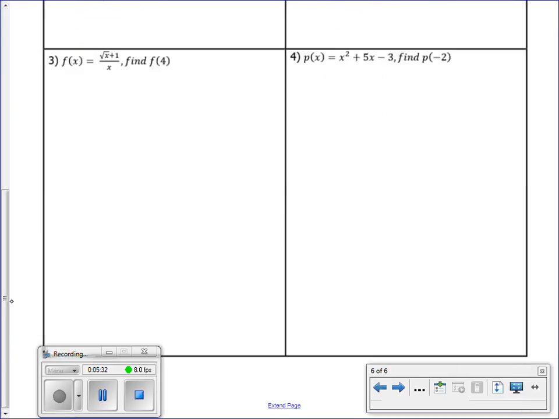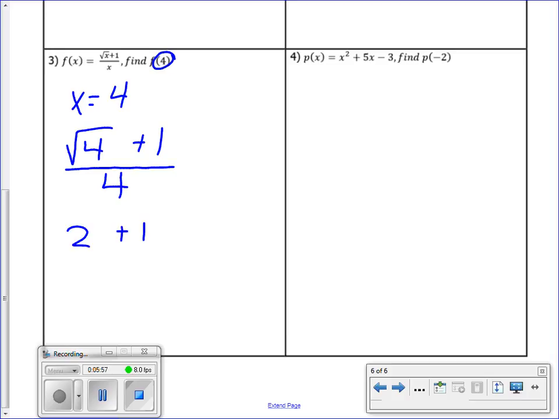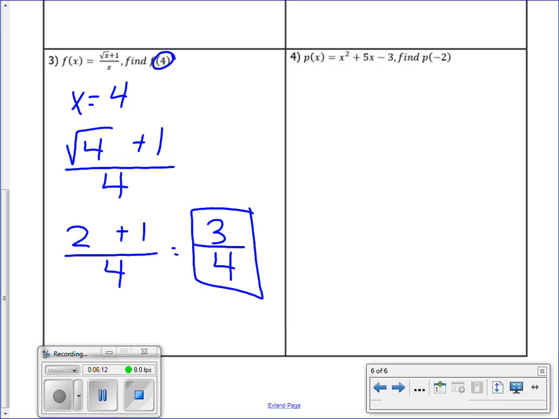Number 3, again, circle the number inside the parentheses, x equals 4, and insert 4 anywhere you see an x. So we have the square root of 4, plus 1 divided by 4. In your calculator, you can press second, x squared to do the square root of 4. The square root of 4 is 2, plus 1 divided by 4. 2 plus 1 is 3, divided by 4. 3 divided by 4 does not reduce, so this is your final answer, 3/4. And that's okay that we have a fraction.